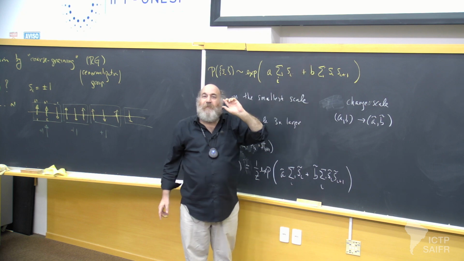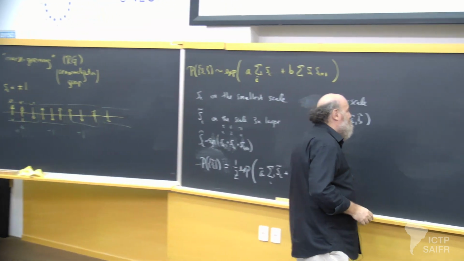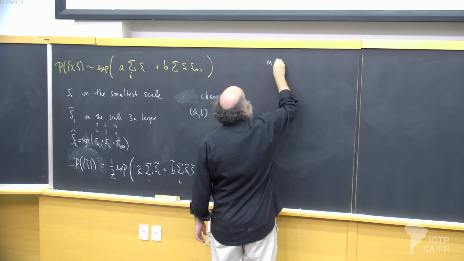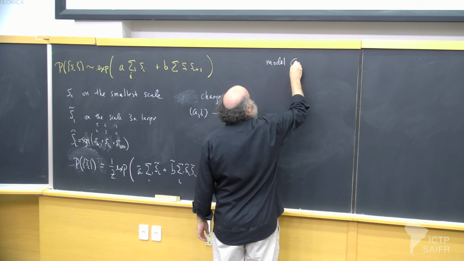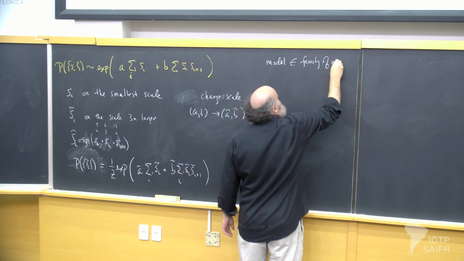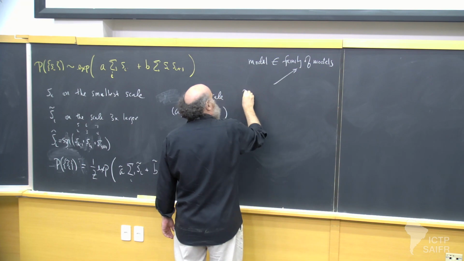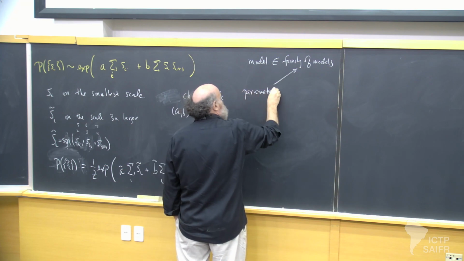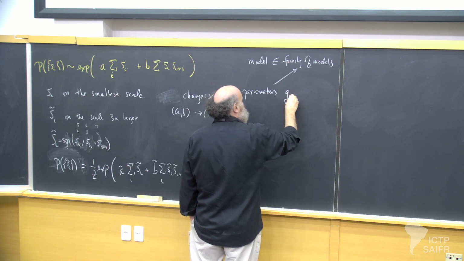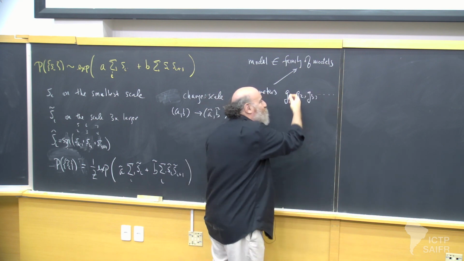So this is the beginning of a very big idea, which is that you have a model, and your model lives inside a family of models. And this family of models is specified by parameters. And let me do the thing that physicists always do and call them G. So there's a whole collection of them.